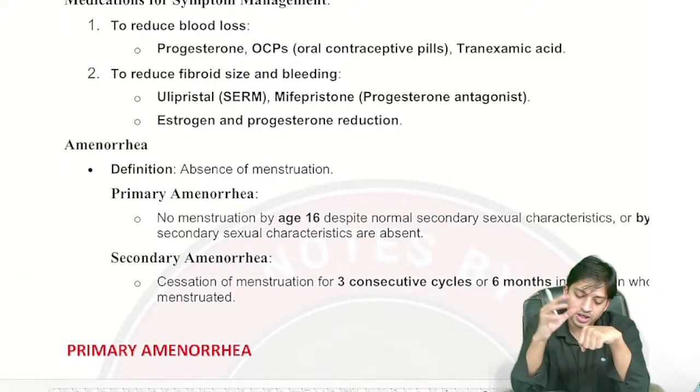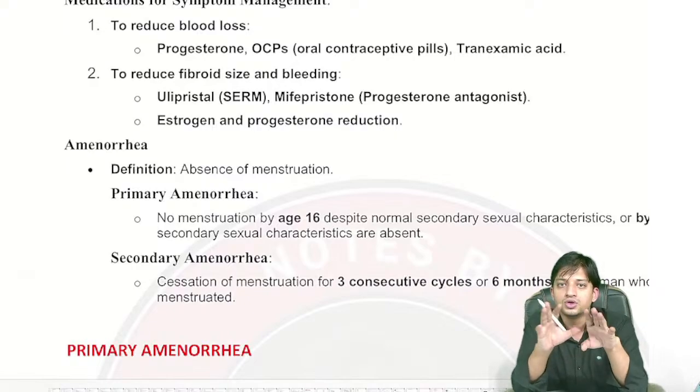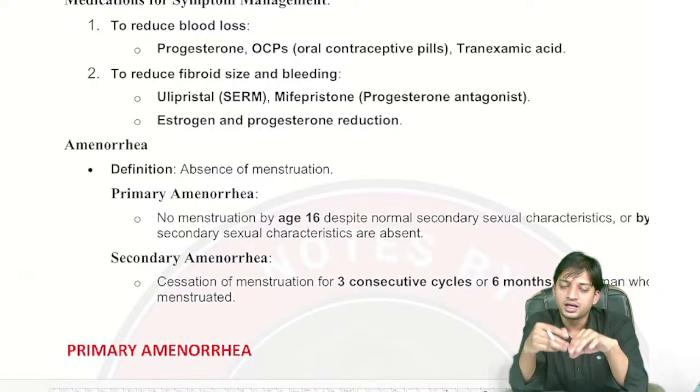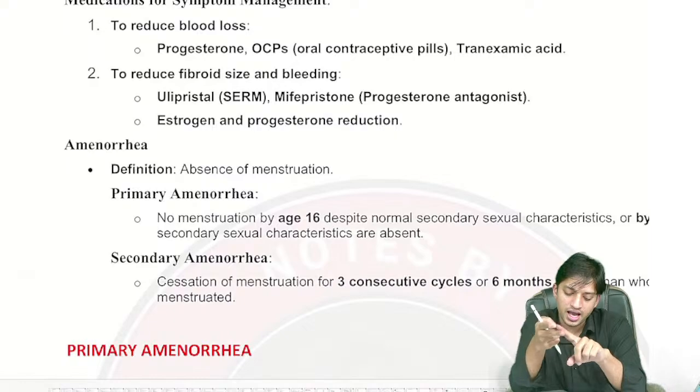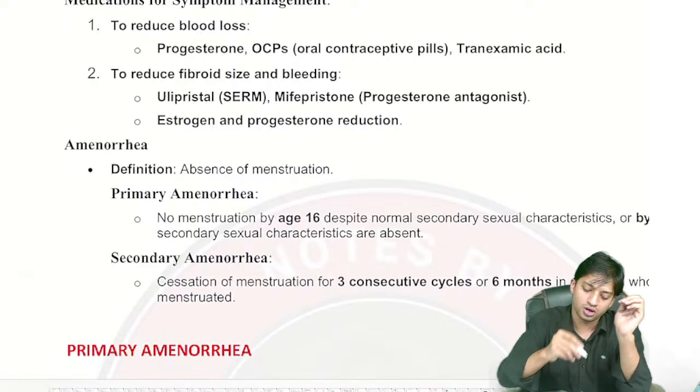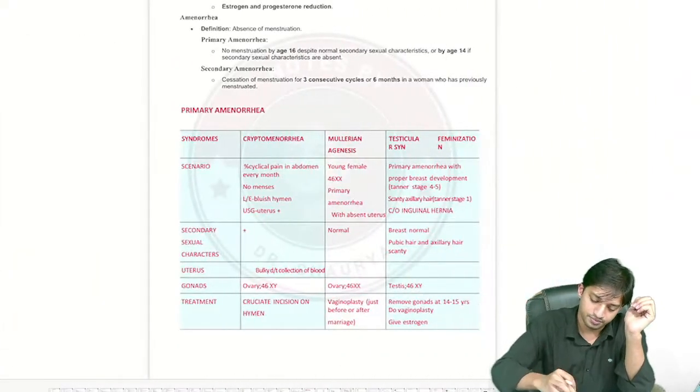Now, to reduce fibroid size, what will you do? You will give ulipristal, right? Then you can give mifepristone also, and estrogen and progesterone reduction can be done.